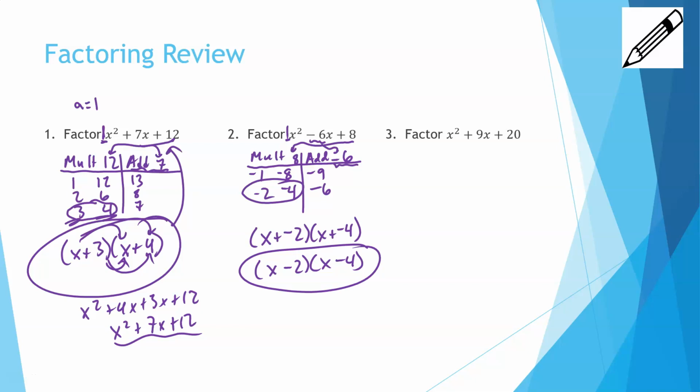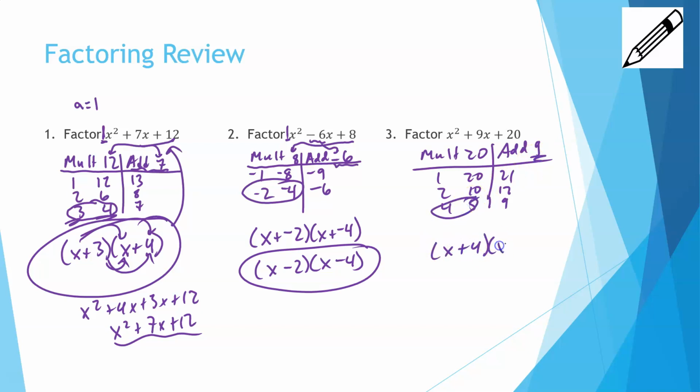All right, I want you to pause the video and try the third example on this slide by yourself, and then come back and check your work. So when you did this, you should have had multiply to 20, add to 9. If you built the whole table, you'd have 1 and 20, 2 and 10, 4 and 5, you get 21, 12, and 9. Adding to 9, you get 4 and 5, so x plus 4 times x plus 5.